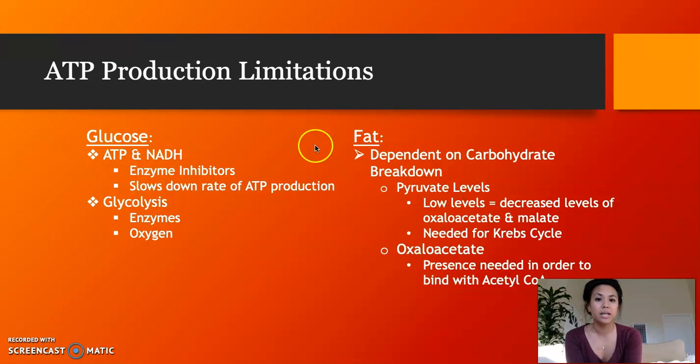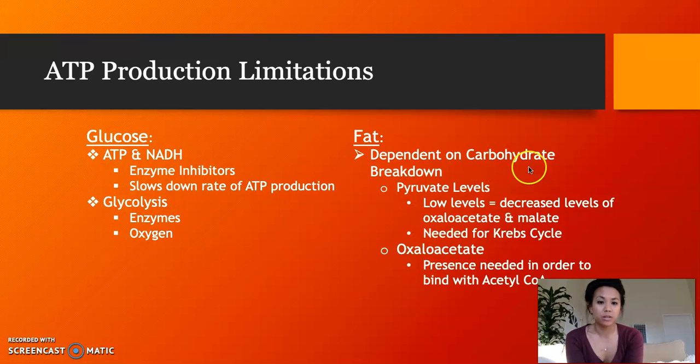Now with fat, the main limiting factor for ATP production from fat is actually carbohydrates. So it is dependent on carbohydrate breakdown. Now this right here is a little bit cyclical, so stick with me. Pyruvate levels are a big factor here because when they're low, there are decreased levels of oxaloacetate or oxaloacetic acid, and this is actually needed for the Krebs cycle.